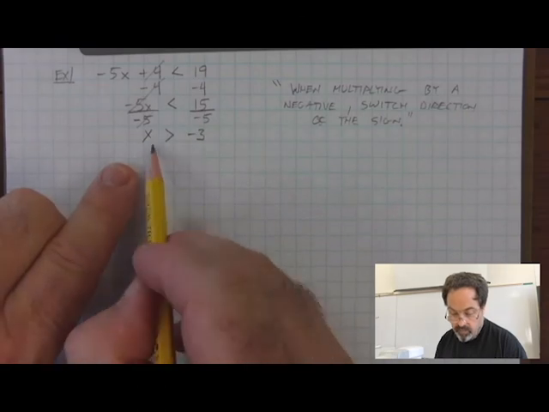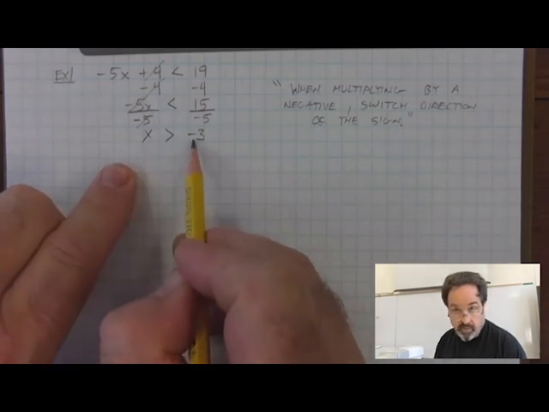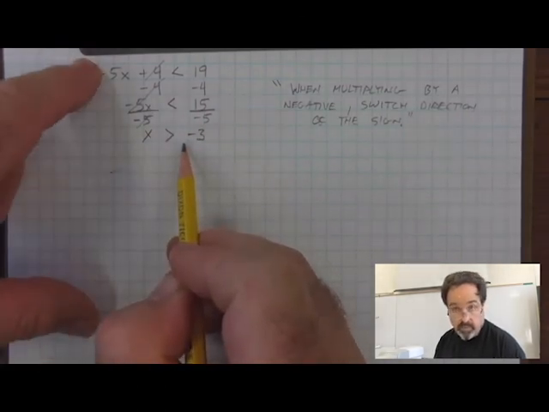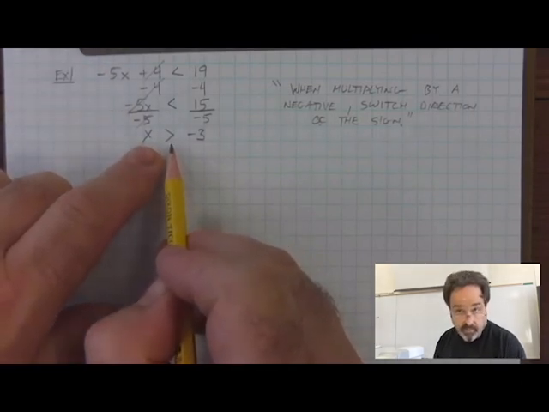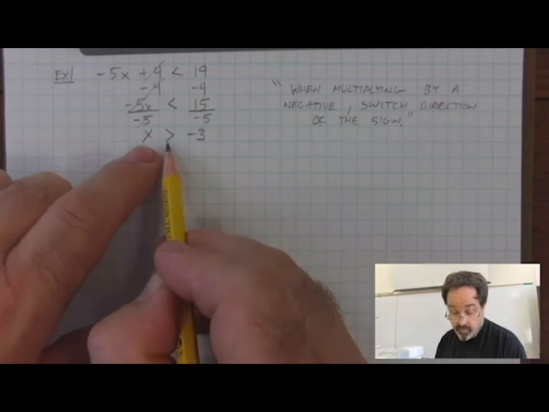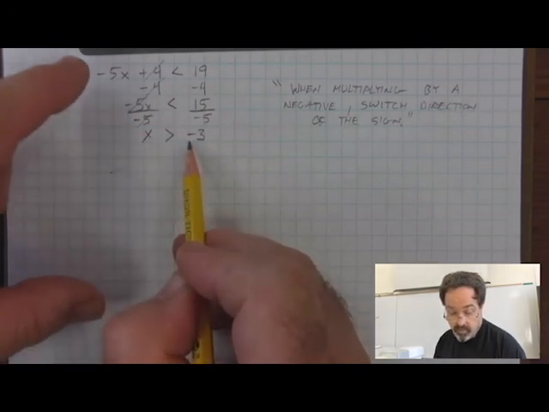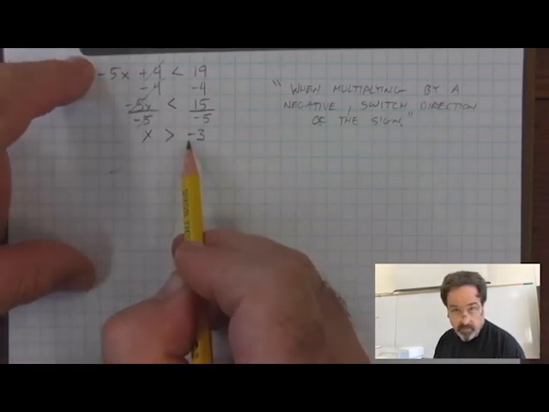I have x is greater than negative 3 as a solution to this inequality. That means that any value for x, and there are an infinite number of them, as long as it's greater than negative 3, then it will be a solution and make this inequality true.